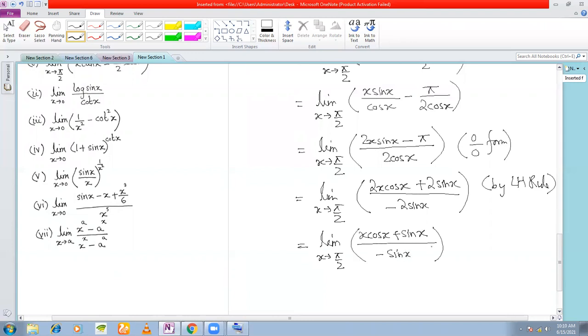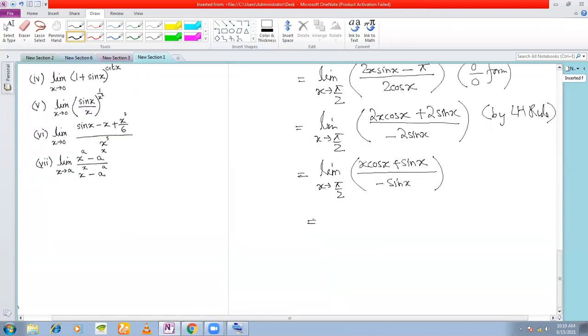Okay, now you check which form this is, if this is the determinate form or not. If you put x is equal to pi by 2, now you'll get a determinate form. Okay, pi by 2 cos pi by 2 plus sin pi by 2 divided by minus sin pi by 2. You get equal to minus 1. Okay, next one.